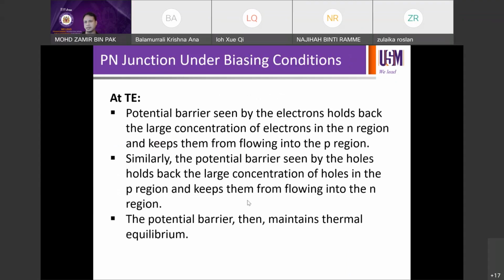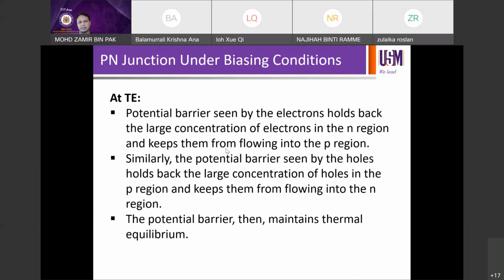So what is bias? Bias means you want to apply external voltage to your junction. This external voltage can come in the form of a positive voltage or negative voltage, and you can even swap the polarity of your voltage on the P and on the N. You can make it positive here, negative there, and you can even swap to negative here, positive there, to induce different effects. So when I say PN junction at thermal equilibrium, that means there's no bias at all, or zero bias if you like.